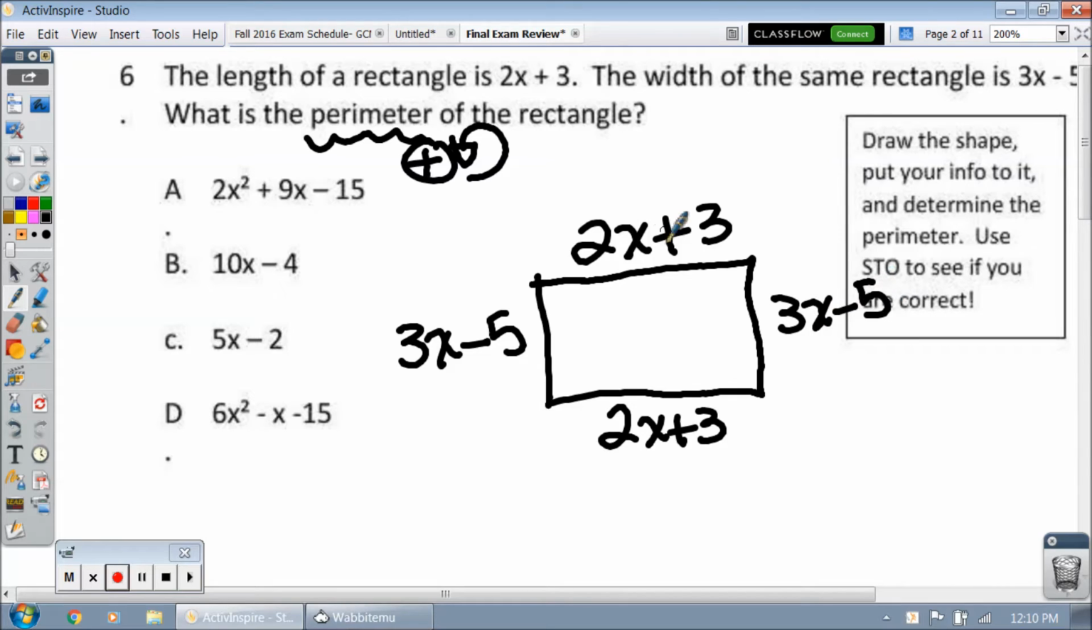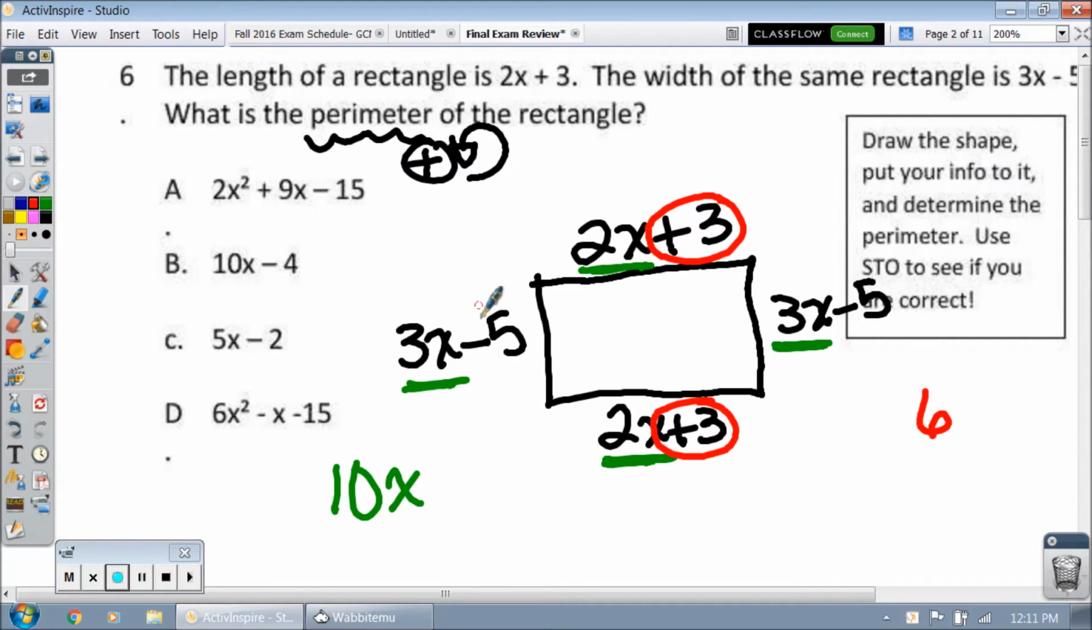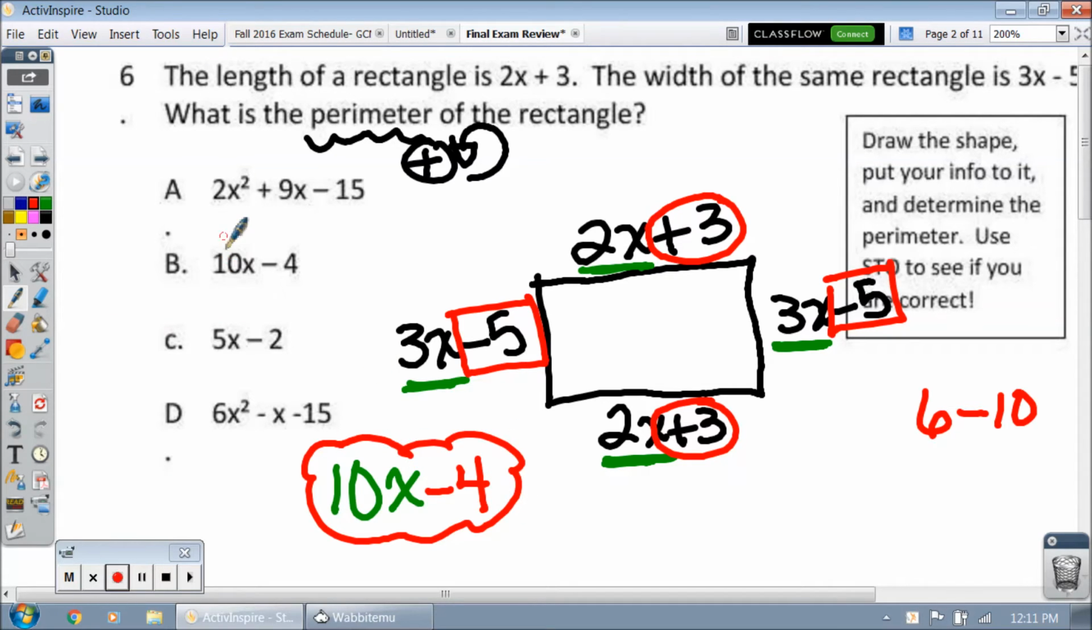Now there's some other ways to do this. You could add these 2 sides here and multiply times 2, but we're just going to go ahead and combine like terms here. So let's combine 2x plus 3x, that's 5x, plus another 2x is 7x, plus another 3x, that gives me a total of 10x. Now let's combine our numbers. If I do 3 plus 3, I get 6. If I do negative 5 minus 5, that gives me negative 10. Well, 6 minus 10 is negative 4. Our answer is B.